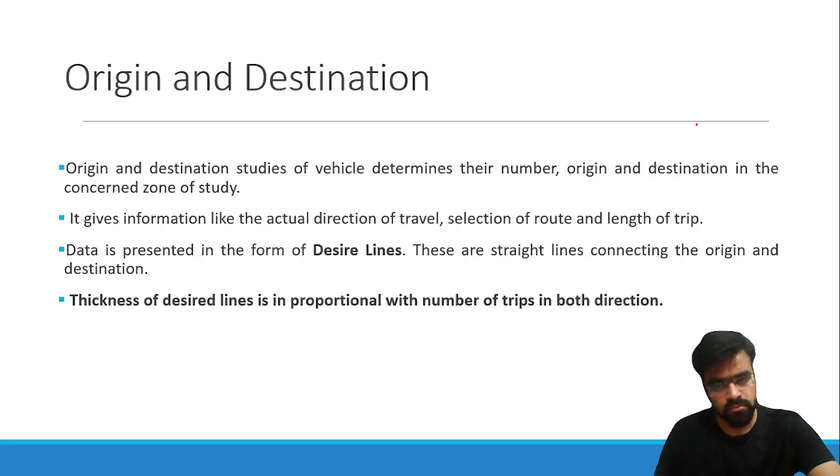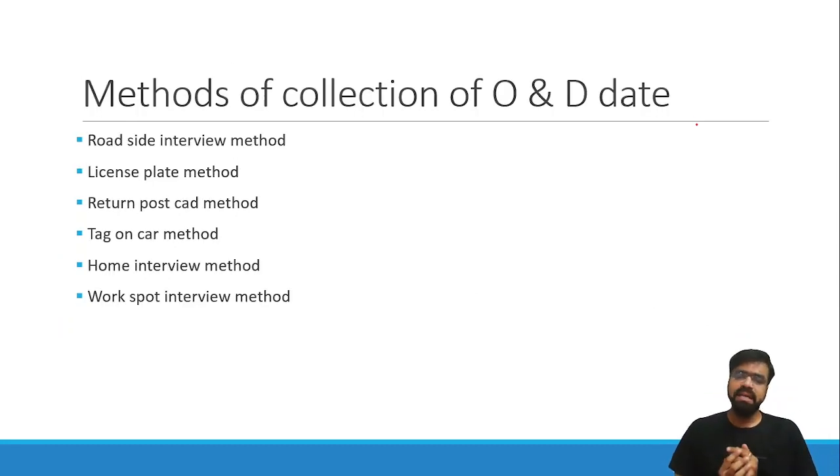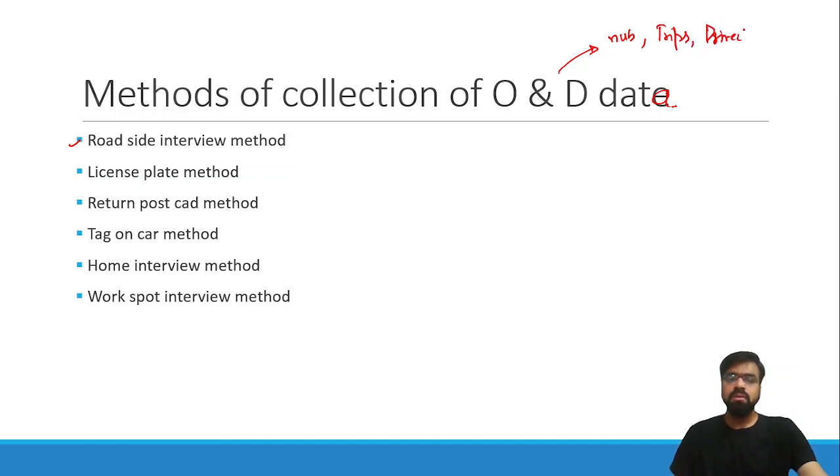Let us see the methods of collection of OND data. How do we collect OND data? These are a few methods that can be used to collect OND data. What OND data is required? We need the number of vehicles, number of trips, the direction of trips, origin and destination of trips. You can also ask the purpose of trip, and you can also find out the type of vehicle which is used for the trip. So there may be n number of questions, or depending on your desired modeling, you can ask a number of questions for this OND data.